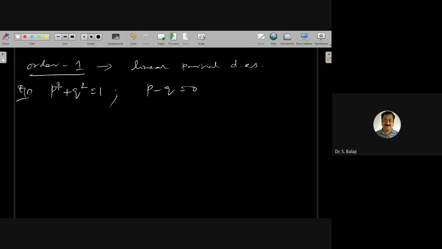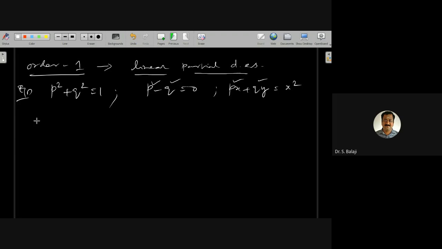The degree is there, but the order is always 1 here. Such as px + qy = x², anything. These all have order 1. Order is always 1, but the degree may be anything. Such differential equations are called first order partial differential equations here.